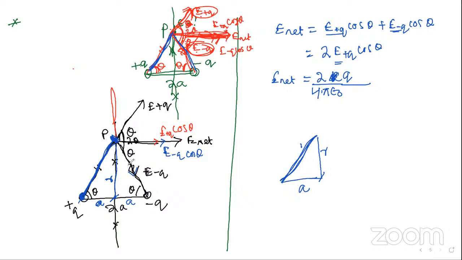Can you say what will be the distance? Sir, I'm not sure. In a right angle triangle, if you know two sides, then how will you get the third side? Oh, Pythagoras theorem. So this is also a right angle triangle, right? This distance is R, this distance is A. So what will be this distance, using Pythagoras theorem?